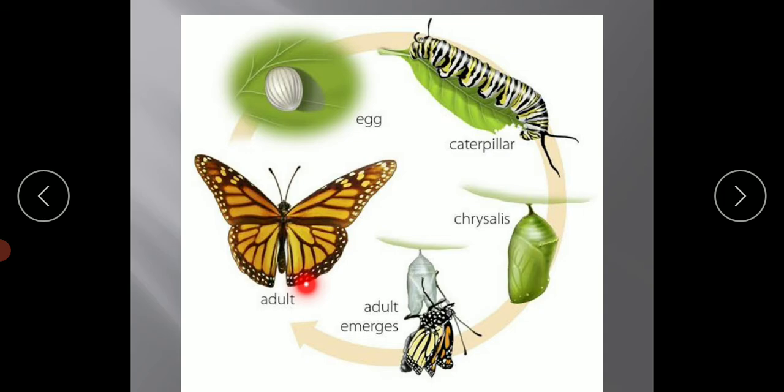Now this adult butterfly after a few days is ready to lay eggs again, and from these eggs a caterpillar comes out, and again this caterpillar goes through a series of changes and changes into an adult. So generation after generation this life cycle continues, and continues the generation of that particular species.